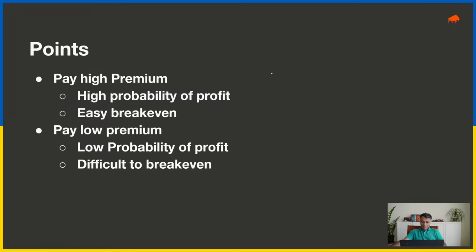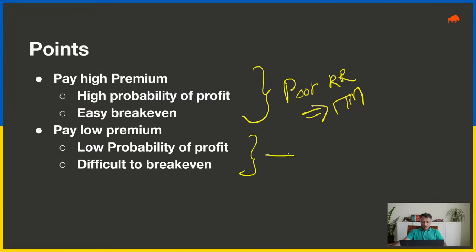So my summary becomes, if you pay a high premium, you'll get a high probability of profit and easy break even, but it is poor RR. And this is ITM or ATM or whatever. If you pay low premium, you'll get a low probability of profit, difficult to break even, but when you break even, you will get high RR. This means OTM, right? And of course, deeper the ITM you go, higher your delta. So all these OTM options don't fluctuate much with movement in underlying. ITM options fluctuate a lot with movement in underlying.